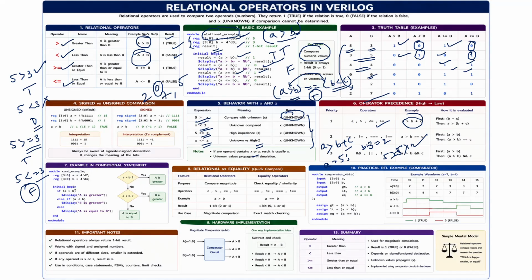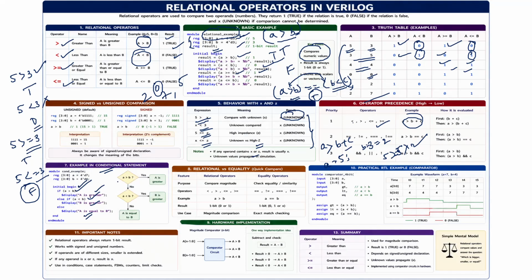See, here is another example for a conditional, like a greater than b. If the condition is true, then a is greater; if the condition is false, b is greater; and if both are not equal, display that a equal to b.